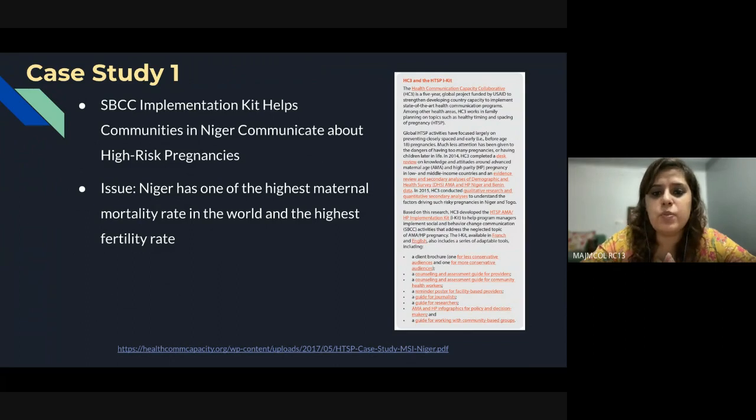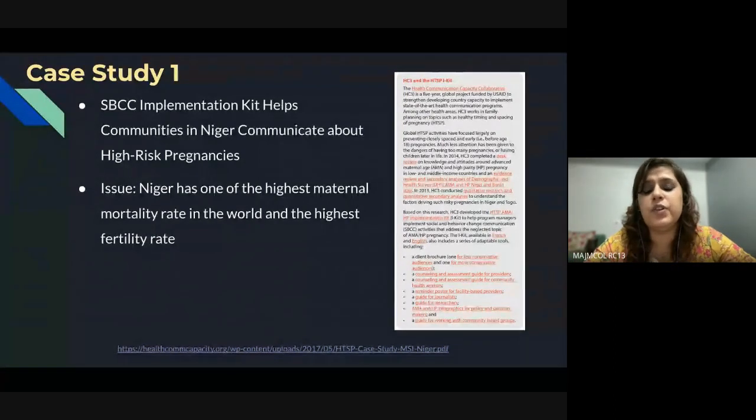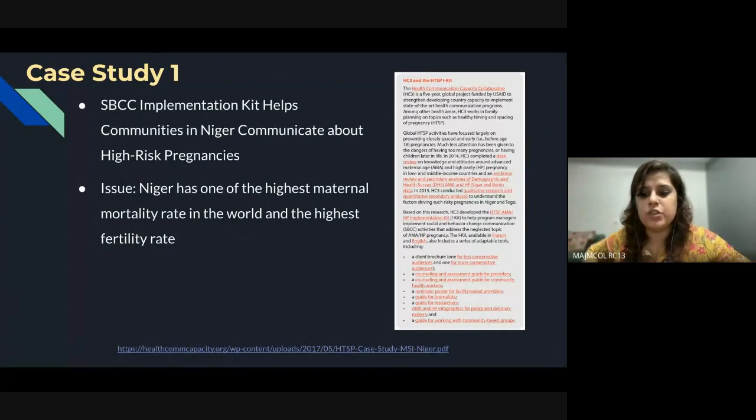USAID came about with HC3, which is the Health Communication Capacity Collaborative Project, which was started in 2014, and it talked about how Niger has one of the highest maternal mortality rates in the world and the highest fertility rate, which is completely contradicting in nature. There are about 7 to 9 kids on average per family, and the highest maternal mortality rate.